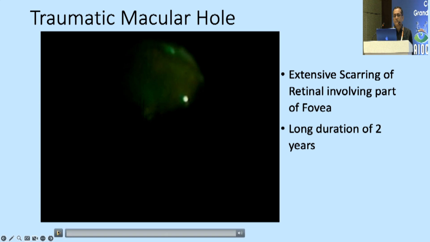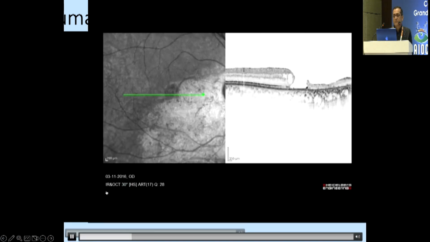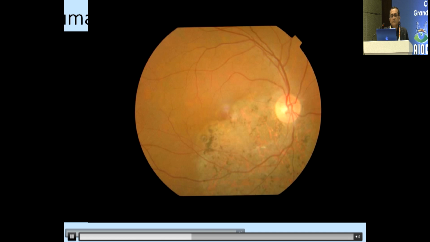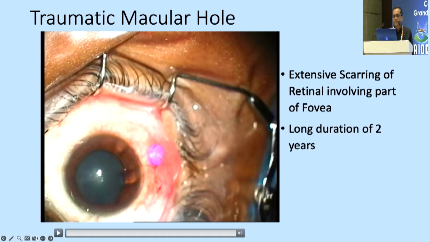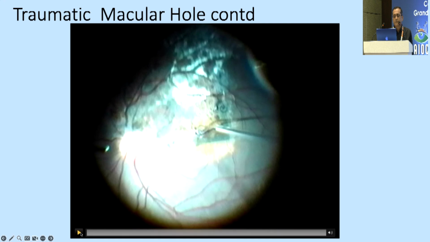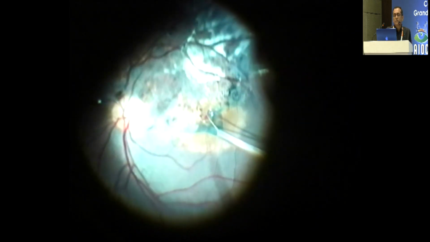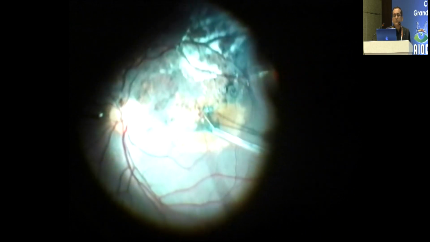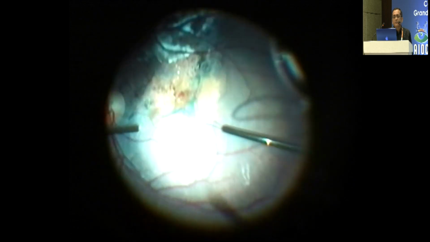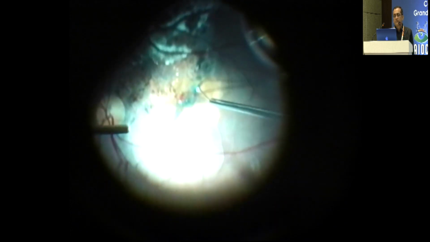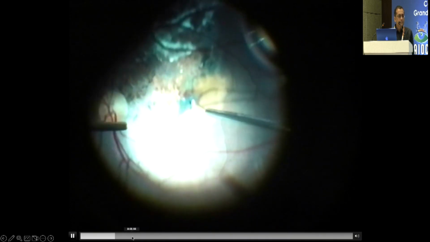And this is one of the cases of a bad traumatic macular hole. You can see the papillomacular bundle retina is non-existent. Here also I used the flap technique because not much ILM is there, so I could not peel from the inferior part, and inside the arcade there is a bad scar. And I managed to put the ILM flap.